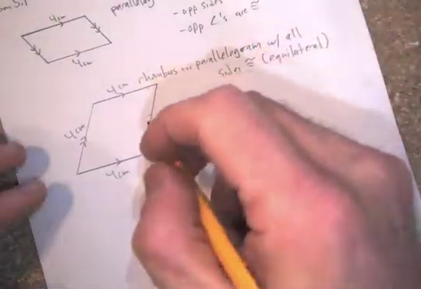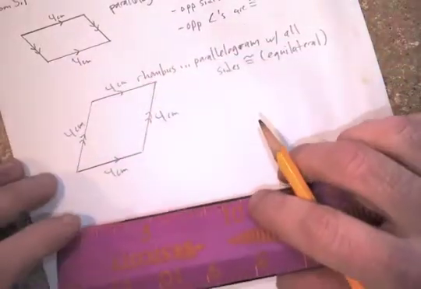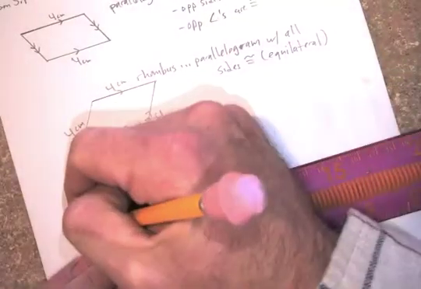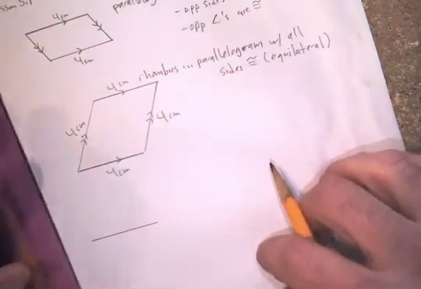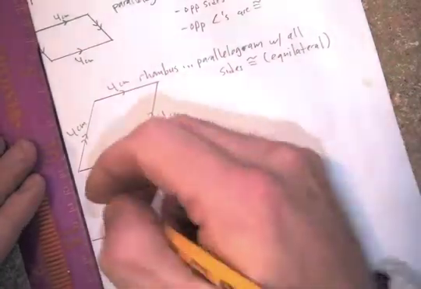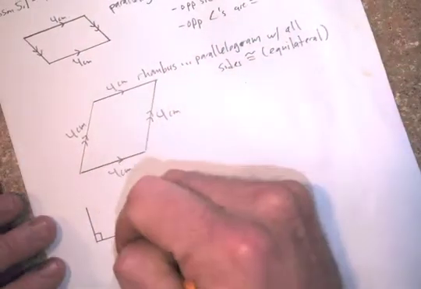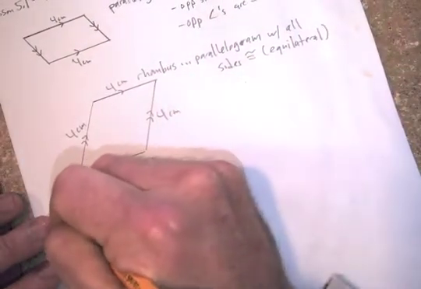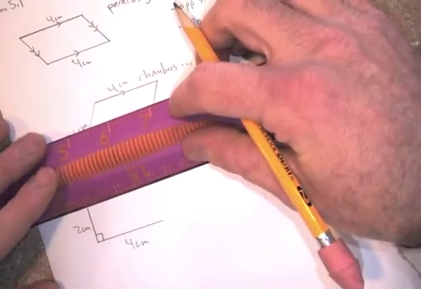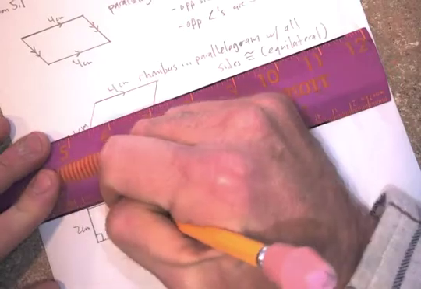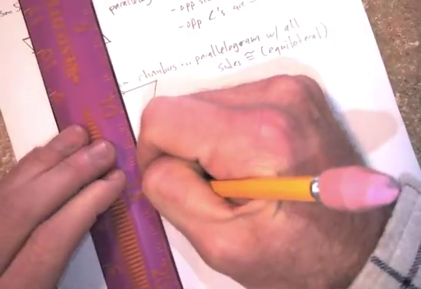The other type of parallelogram is a rectangle, which is pretty easy to draw. Let's go 4 centimeters, and then you guys probably know a rectangle has 90 degrees. I'll go 2 centimeters like that with a 90. But you notice it still is a parallelogram. This top is parallel to the bottom, and this right side is parallel to the left side.